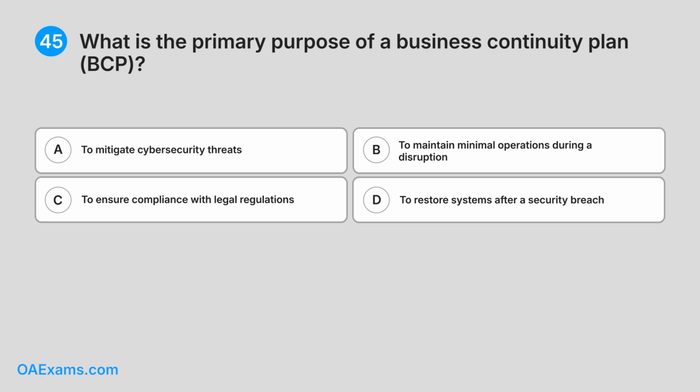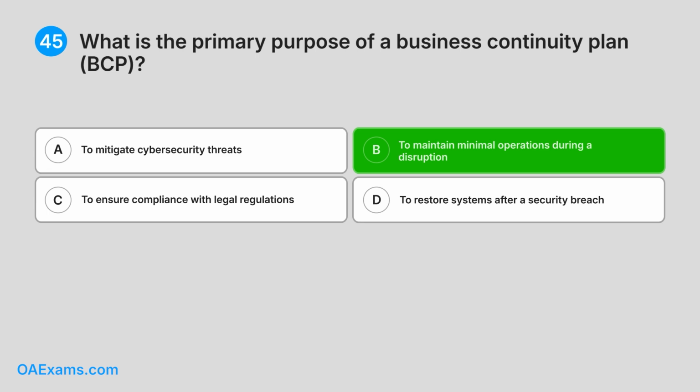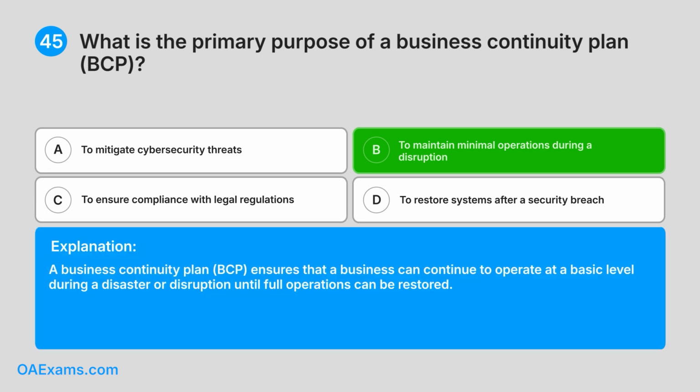Correct answer. B. To maintain minimal operations during a disruption. Explanation. A business continuity plan, BCP, ensures that a business can continue to operate at a basic level during a disaster or disruption until full operations can be restored.